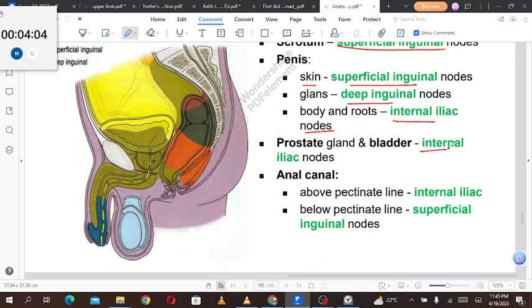Prostate gland and bladder also go to the internal iliac lymph nodes, and the anal canal above the pectinate line goes to the internal iliac, while below the pectinate line it goes to the superficial inguinal lymph nodes.